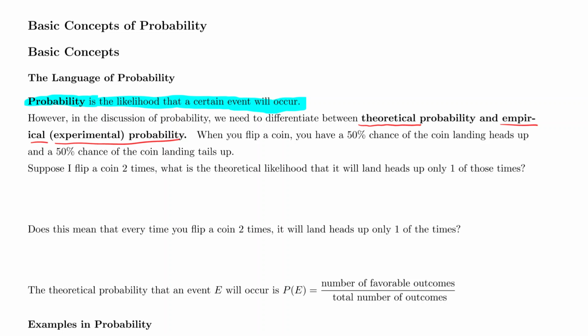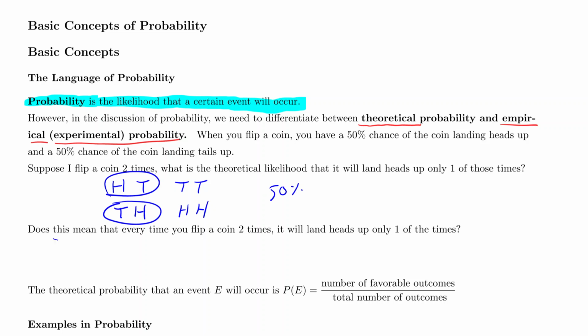Suppose I flip a coin 2 times. What is the theoretical likelihood that it will land heads up only one of those times? So I could get head first and then tail, and I could get tail first and then head. Right? I also could get just tails and heads and heads. So out of 4 possible outcomes, there are 2 of them that contain exactly one heads. Therefore, there is a 50% chance that it will land only one head.